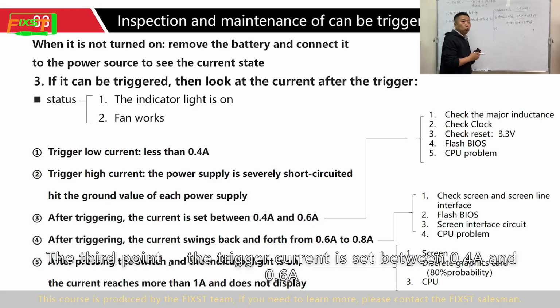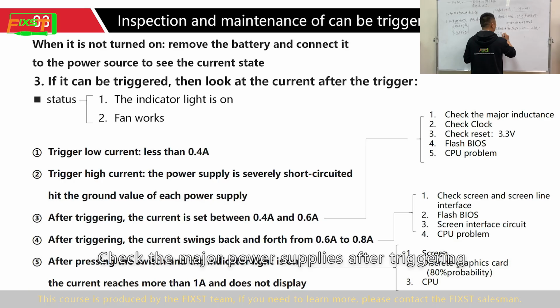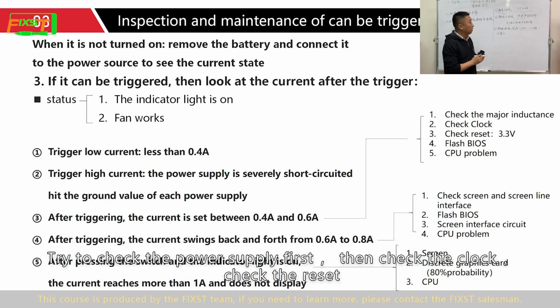The third point, the trigger current is between 0.4 ampere and 0.6 ampere. Like this kind of current, it generally needs to be checked. Check the main power supply after triggering. But the power supply is basically normal. To prevent certain power supply from being insufficient, try to check the power supply first, then check the clock, check the reset.